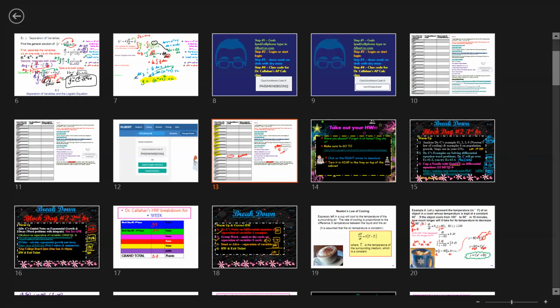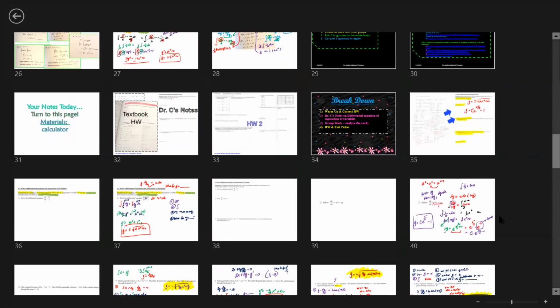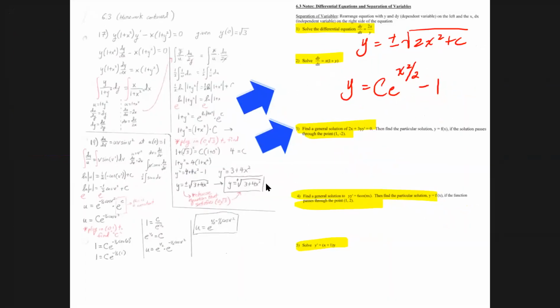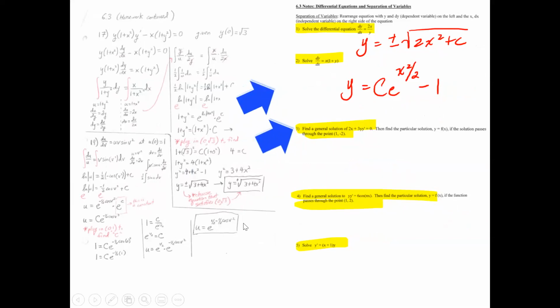Next, we're going to take a look at your guided notes. So turn over to your guided notes for today, for week 10 Thursday. It should look something like this on the side. Separation of variables: rearranging the equation with the y and the dy's on the left, and the x and the dx on the right of the equation to solve this.